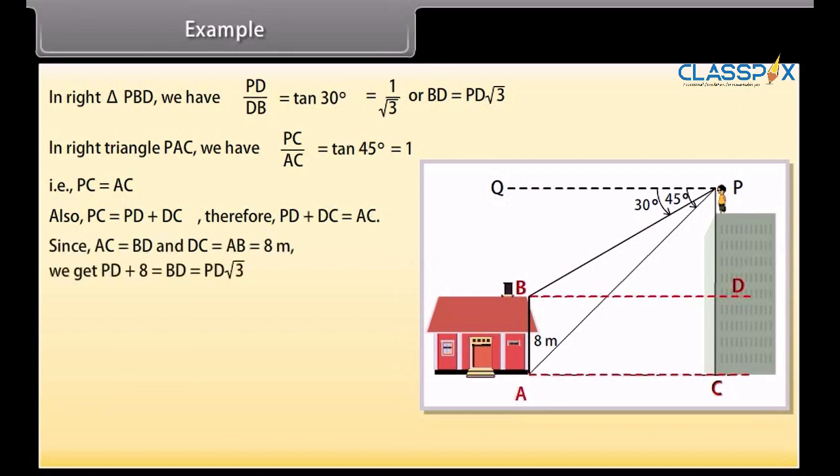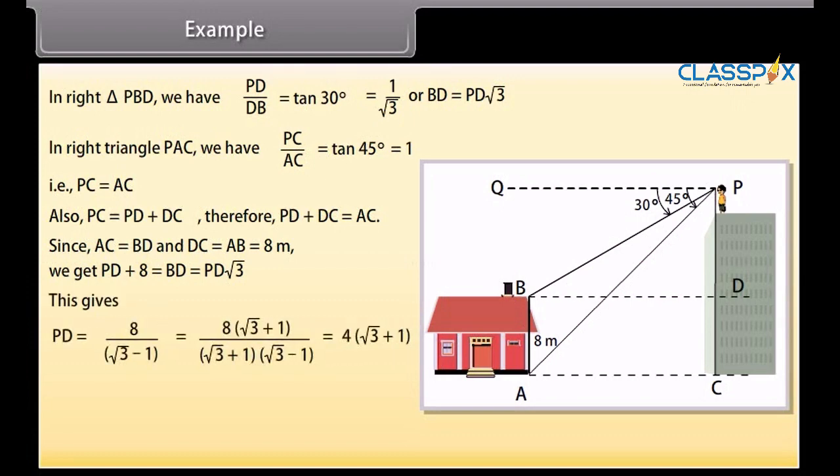Since AC is equal to BD and DC is equal to AB, which equals 8 meters, we get PD plus 8, which is equal to BD, which equals PD square root 3. This gives PD is equal to 8 upon square root 3 minus 1, which equals 8 into square root 3 plus 1, whole upon square root 3 plus 1 into square root 3 minus 1, which is equal to 4 into square root 3 plus 1 meters.